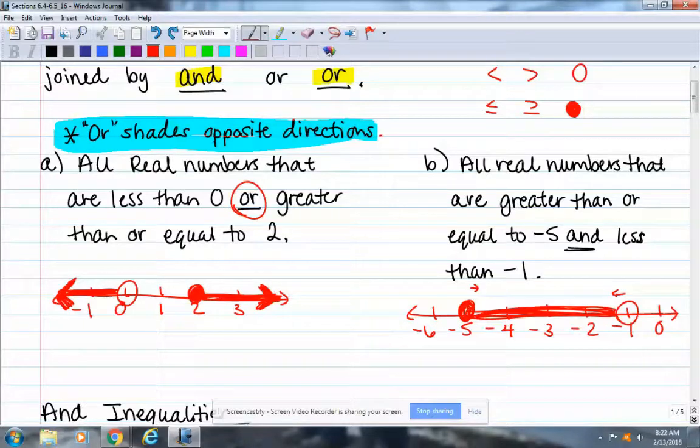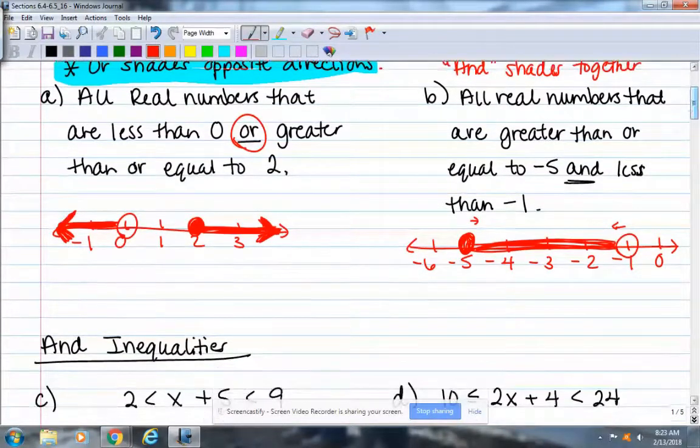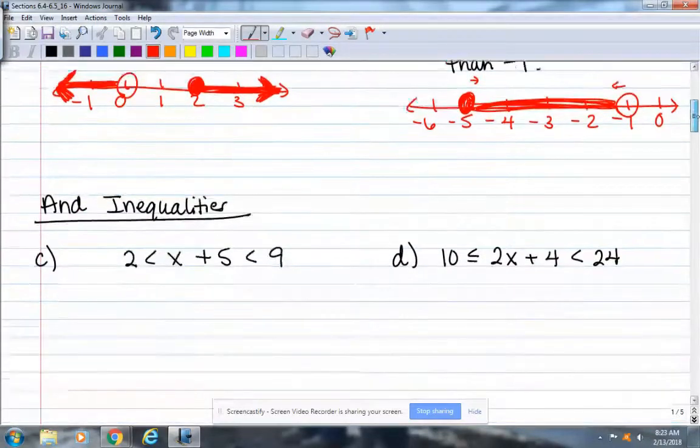Okay, so we said "or" shades opposite and "and" shades together. That would be like me saying, Jasper and Joey, come help me move this table. They would be sharing the workload of moving the table with me, right? And they share it. "Or" means they go in opposite directions and they share it. It's a shared job.